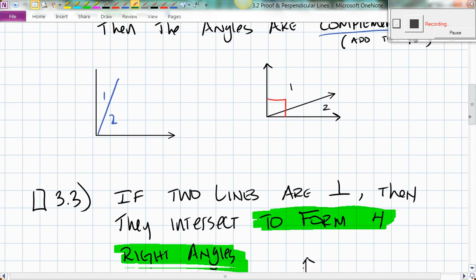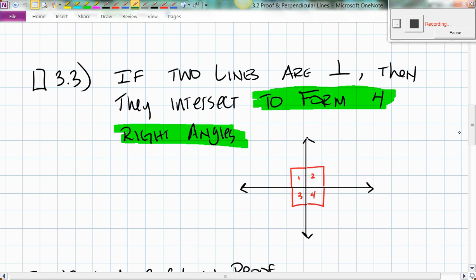And then 3.3 we went over today. If two lines are perpendicular, then they intersect to form four right angles. So here, as you can see, I got two different lines. We'll call this line A and we'll call this line B. So line A and B intersect and they are perpendicular. Therefore, I have created four right angles, 1, 2, 3, and 4. And then we went around the room today and looked at the windows and the ceiling and the floors and all the pictures around here. And we had plenty of examples of theorem 3.3.